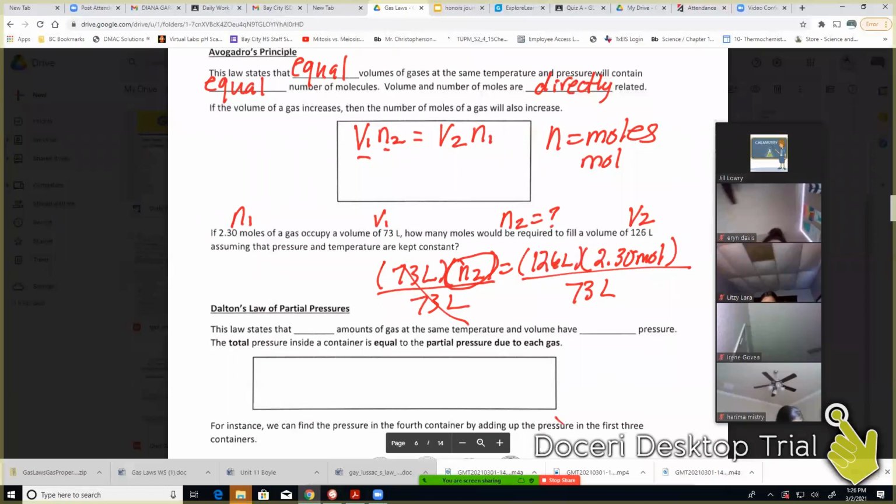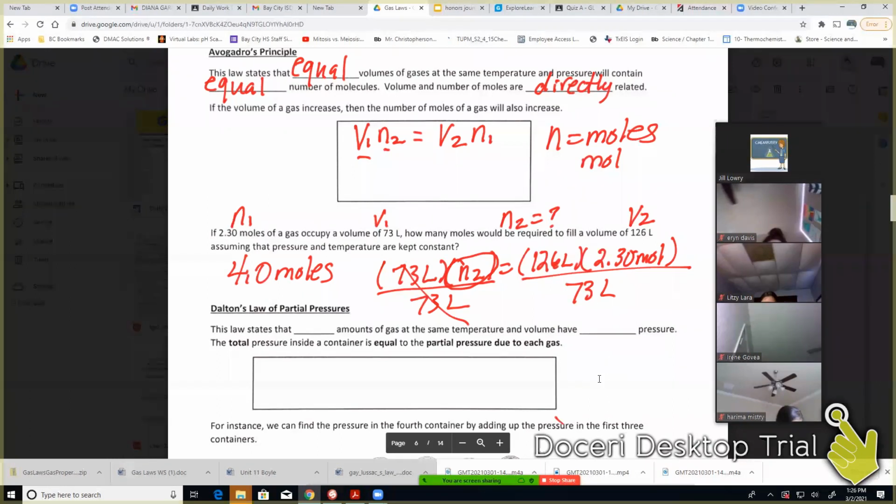So what did we get on that one? Yes, sir. 4.0, and what would be my units? Moles, perfect. 4.0 moles. All right. And you have practice on that one. Like I said, pretty similar.